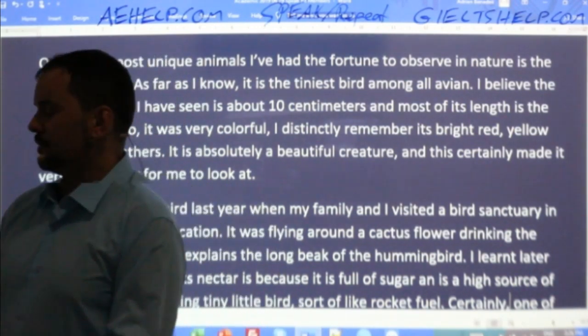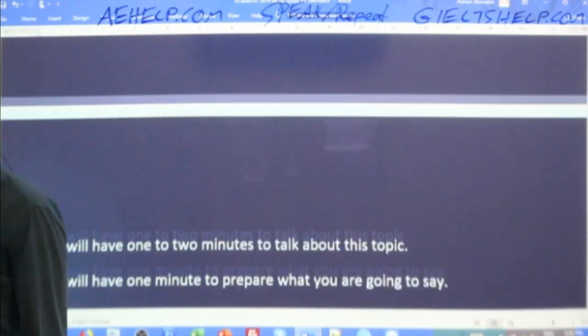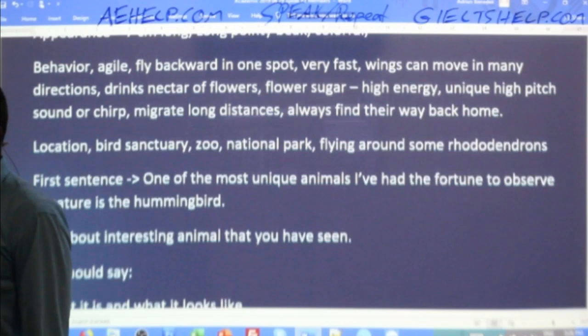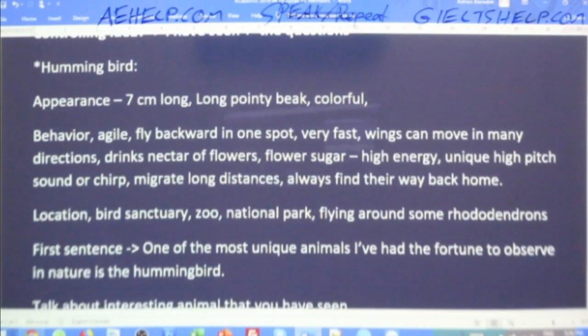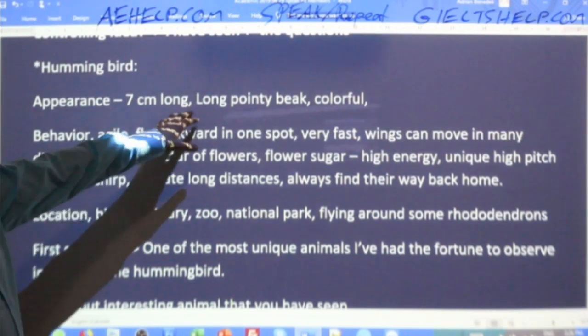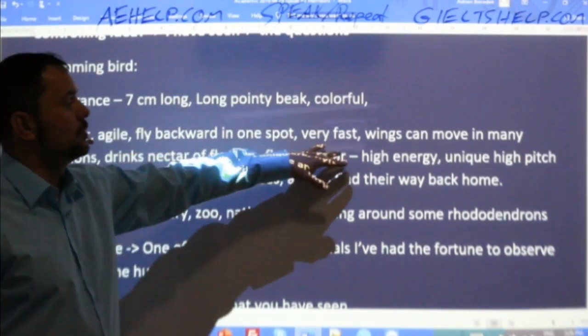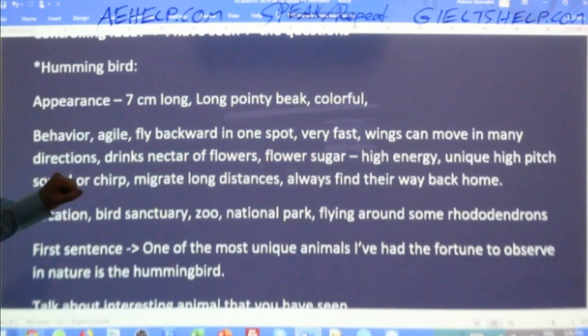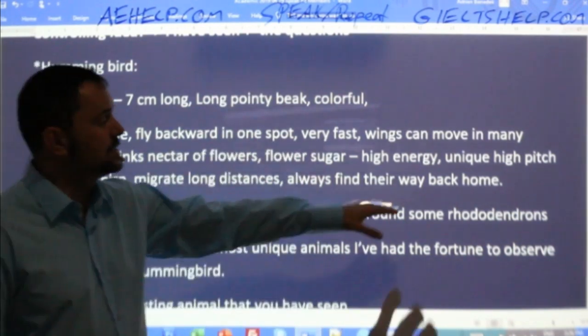And hopefully some of you are thinking, well, Adrian, you can look at your notes and see if you have any information on your notes that you haven't used. Okay, so that's what I do. I look at my notes and I go, okay, I've used all of that. I've talked about agile, flying backwards, wings can move in many directions, drinking nectar of the flowers, high energy. I talked about that.